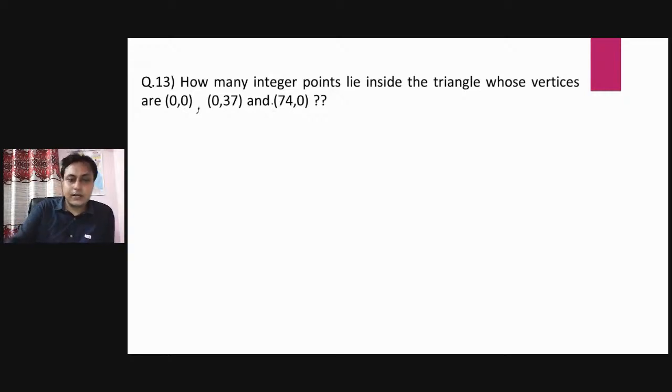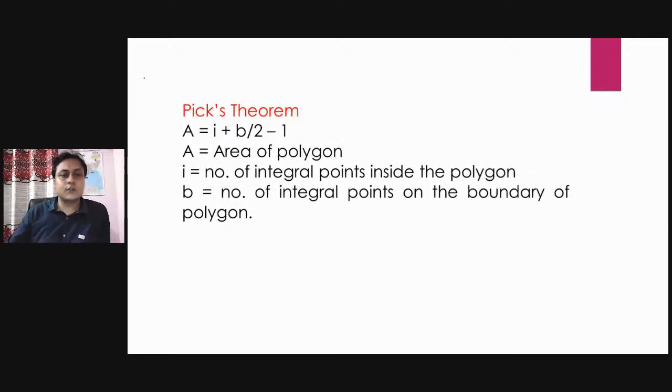Right. So, guys, to solve this question, you must know one theorem, that is Pick's theorem. So, what is Pick's theorem? If you want to find the number of integral points inside a polygon, this theorem is valid for a polygon. I denotes the number of integral points inside the polygon. So Pick's theorem is: A equals I plus B by 2 minus 1.